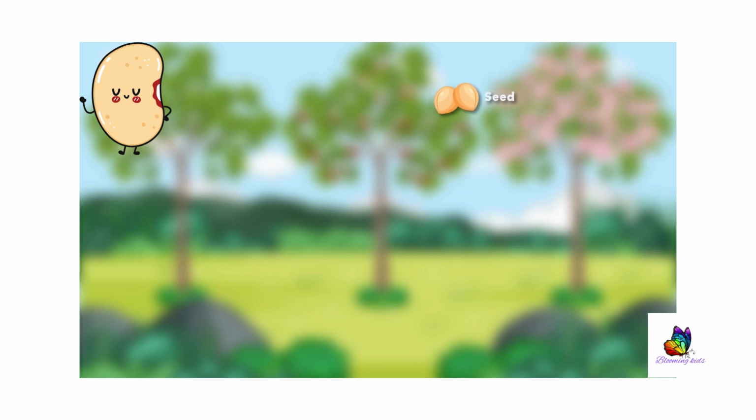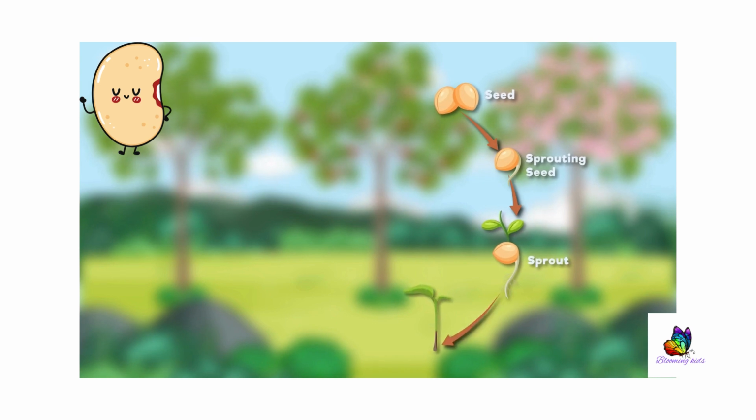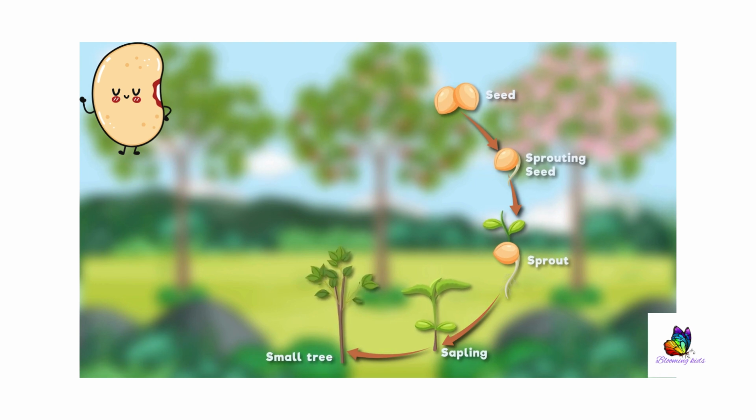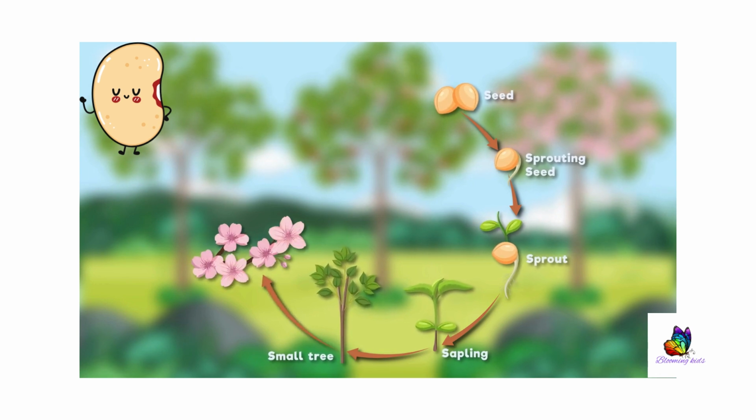In this life cycle process, the seed turns into a sprouting seed, which then transforms into a sprout. Then comes the sapling, which emerges into a small tree. The small tree grows into a tree bearing flowers. Then the flowers transform into fruits. The fruits bear the seeds, and again, this is like a cycle.